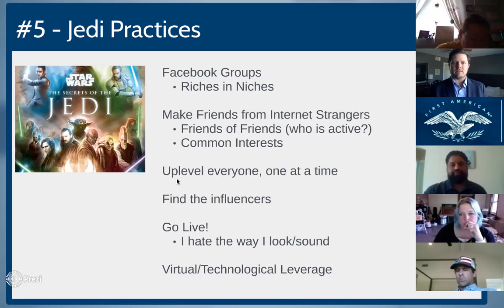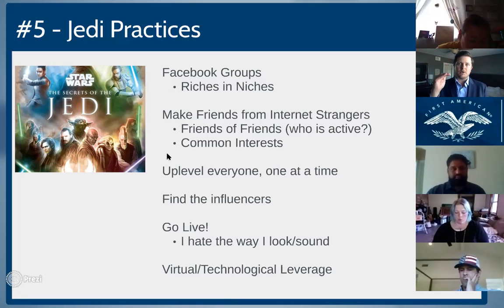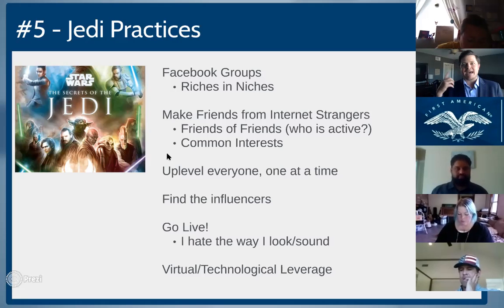So I have here: up level everyone one at a time. This is probably the most important strategy I can teach you. Take every single person in your friends list, and you could do it on a spreadsheet if you want to be really on purpose about it. If you want to be more helter-skelter about it, just put it in the back of your head every time you're scrolling in Facebook, and give them a grade. On a scale of 1 to 10, how would I grade this relationship?